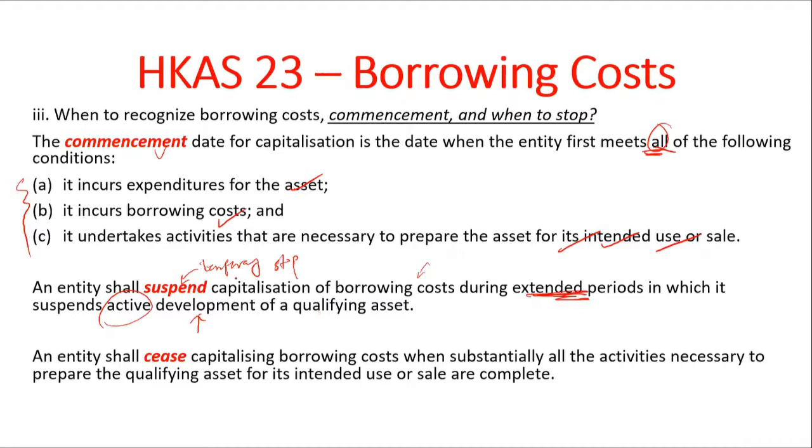Then an entity shall cease, so basically stop. Here you have to stop. The company has to stop capitalizing the borrowing cost when substantially all the activities necessary to prepare the qualifying asset for its intended use or sale are complete. So basically your asset is ready. When your asset is ready or almost ready, then the company will have to stop capitalizing its interest expense on the qualifying asset. No longer can the company add that interest expense to the cost of the asset.